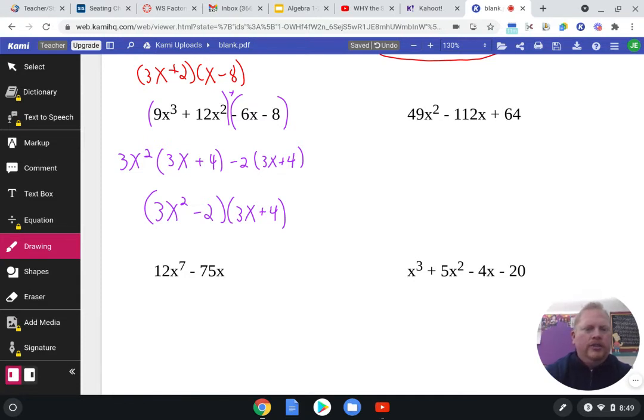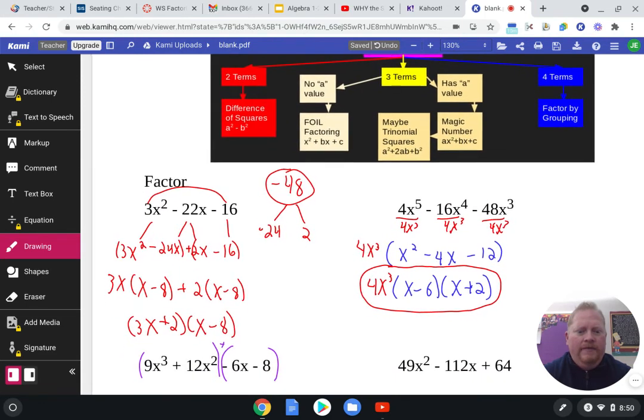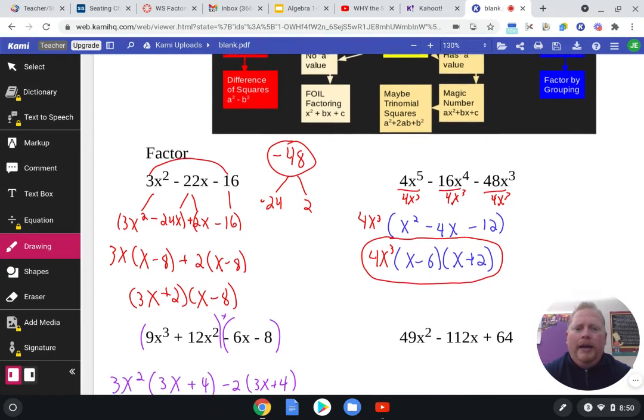Let's take a look at the one next to it. So is there a GCF? 49, only 1, 49, and 7 go in there, and none of those go into 64, so I don't think there's a GCF. There's 3 terms, and there is an a value. There's that 49 in front of the x squared. So it looks like I'm going to do magic number.